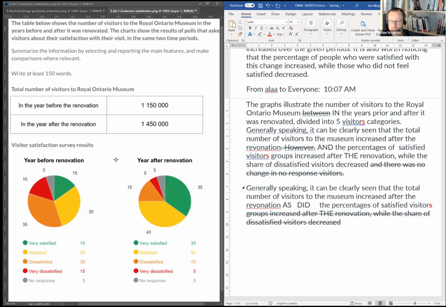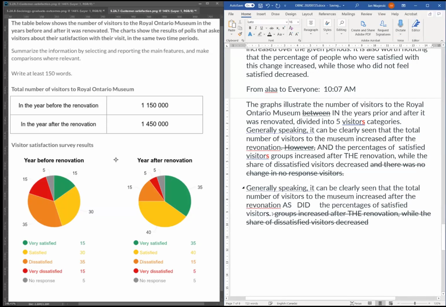Stop. One second, I cannot understand this. And that we leave. Yeah, "as", but what, "did", how about which means the dissatisfied people? Like they decreased, we don't mention them?